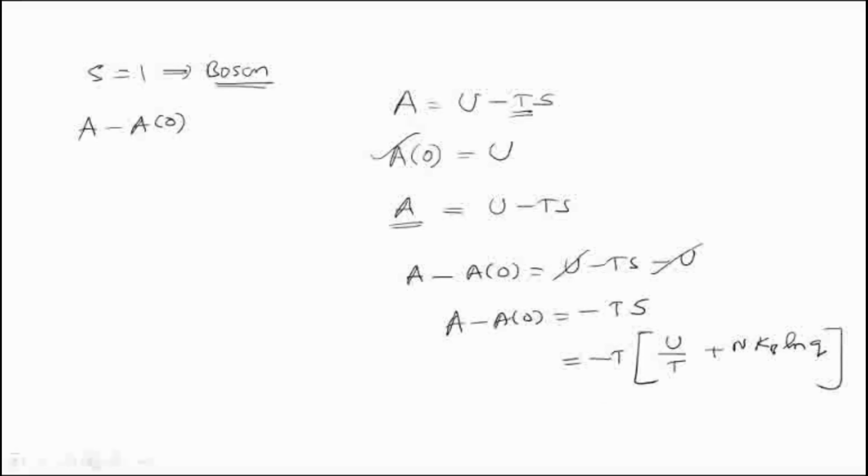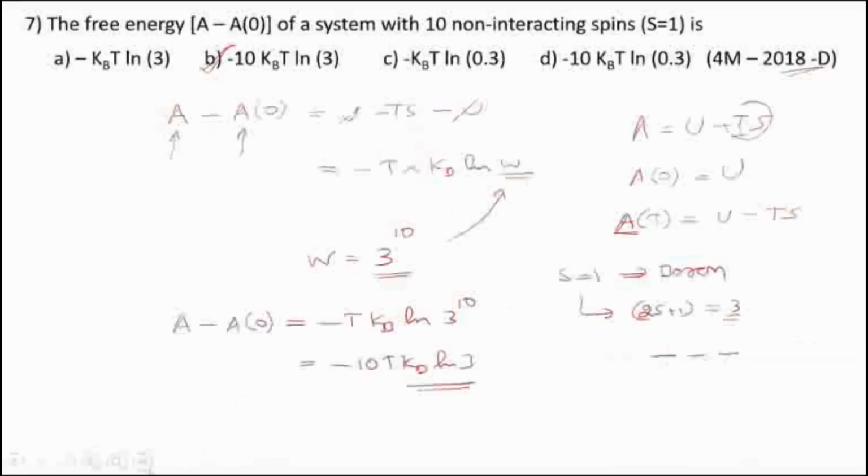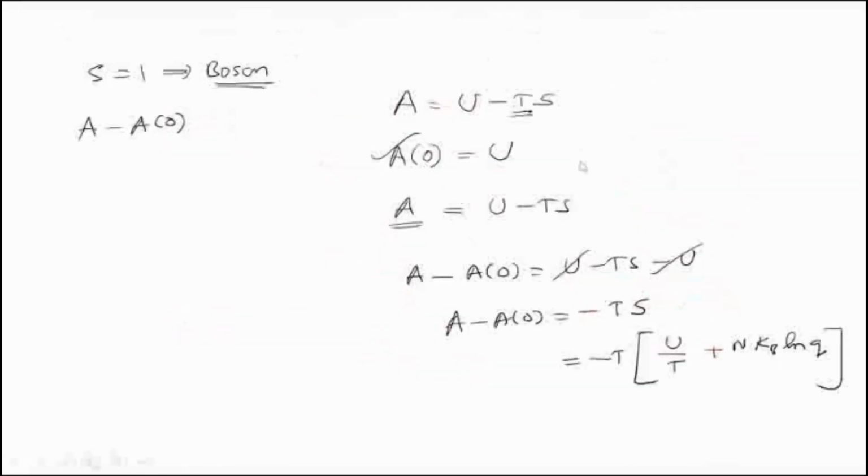Okay. See, what is the problem? The problem in this case is given as a system with 10 non-interacting spin particles, right? So what we can do, you can utilize this formula for entropy, or you can also use this formula, minus T, entropy is equal to Kb ln W. This is the Boltzmann formula. Okay, and how to calculate W? Statistical weight for this case.